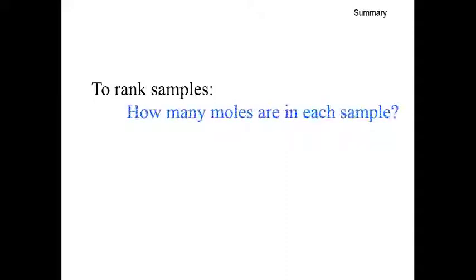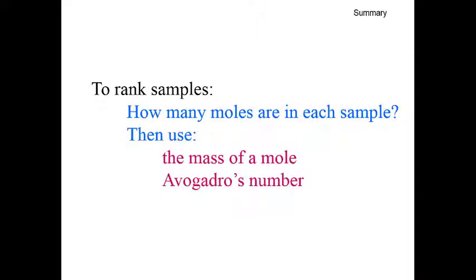In summary, to rank samples, we ask how many moles are in each sample. Finding the moles is the key. Once we have that, we can use molar mass or Avogadro's number to estimate the mass or number of atoms. This is a skill that takes a little bit of practice, but being able to estimate masses or number of atoms comes in very handy, especially when checking your work and other problems. It also really lets you know that you understand the mole and how to quantify elements.